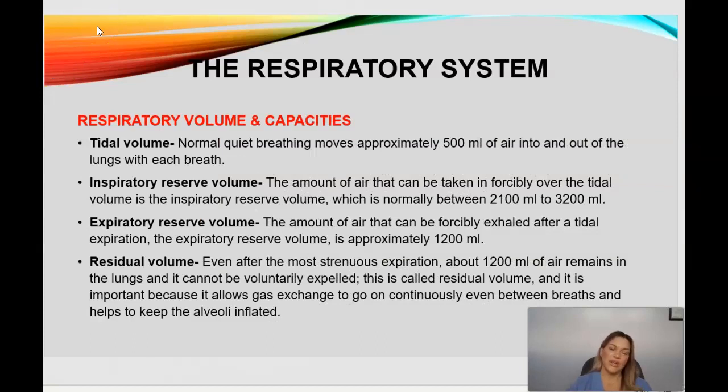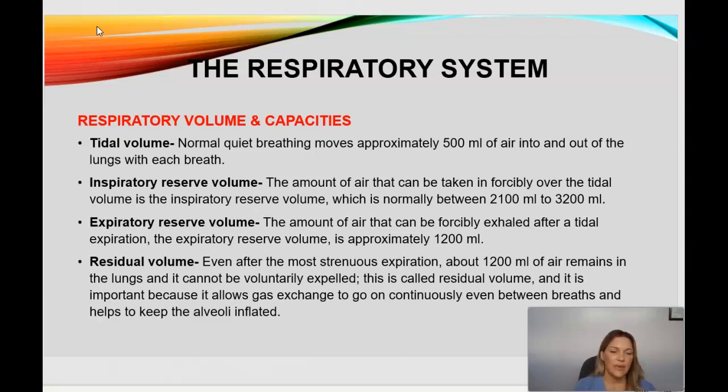So it's important to understand respiratory volumes and capacities when we talk about the respiratory system. So something known as tidal volume. Tidal volume is normal, quiet breathing, which moves approximately 500 mLs of air into and out of the lungs with each breath. So that's tidal volume, just normal, quiet breathing. Inspiratory reserve volume is the amount of air that can be taken in forcibly over the tidal volume, so over what normal breathing is, which is normally between 2,100 mLs and 3,200 mLs.